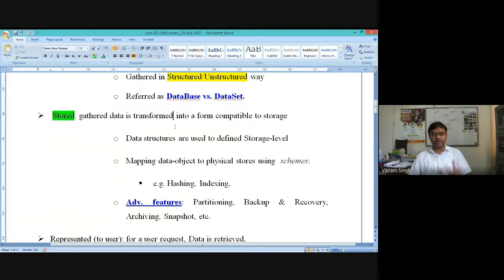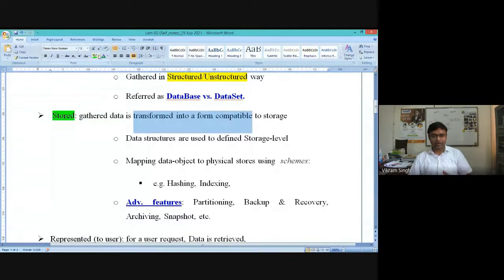These details will be transformed, right? And this transformation is basically to achieve the best, or optimal, space utilization at the storage level. This transformation we are not going to do. This is what the system will be doing, right? So the gathered data which we have collected for some purpose will be transformed into a compatible form, right?